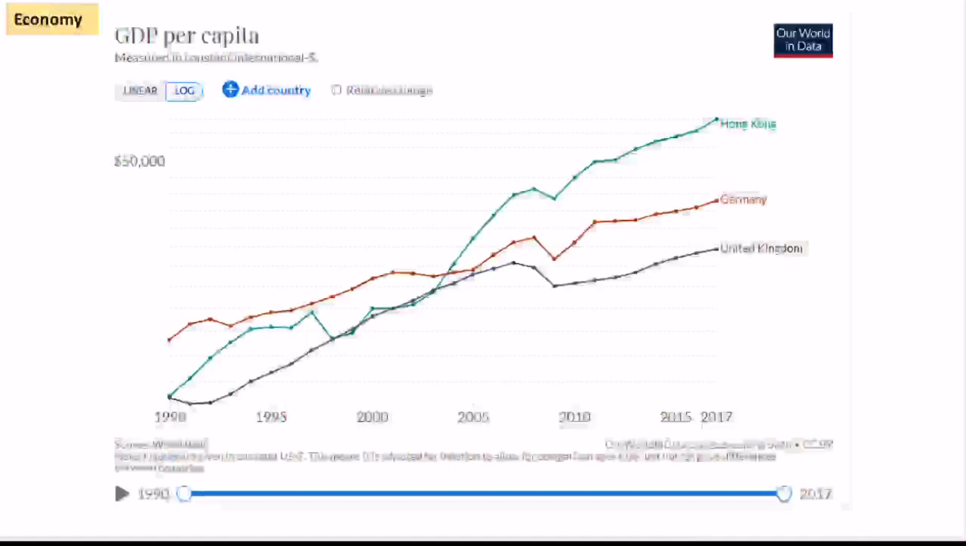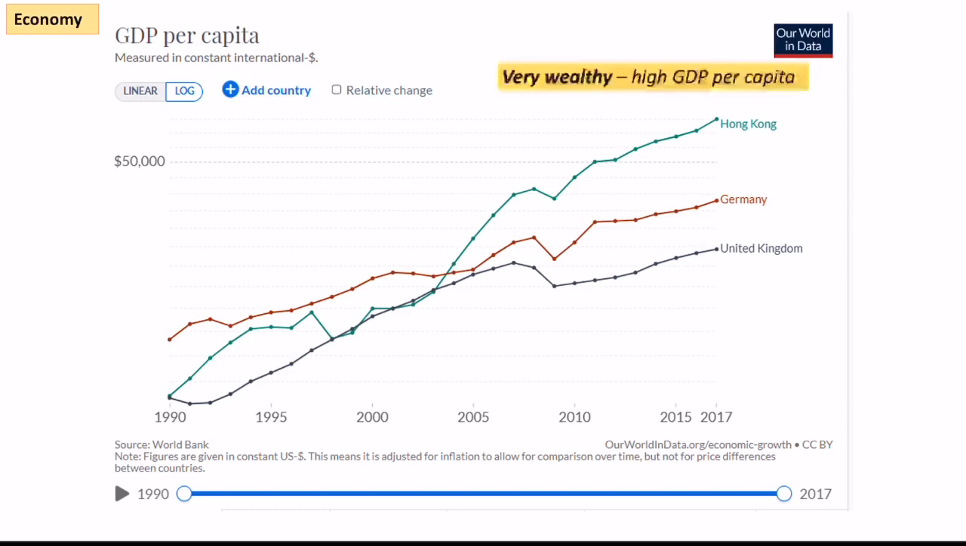In terms of economy, it's very comparable with other developed countries. So here, Germany and the UK, they are very established developed countries. Hong Kong has a GDP that is higher than both of those, a very high GDP per capita, so it's a wealthy place. It's about 35,000 per capita, and as we can see from the graph, from the 90s, that has been increasing year on year.